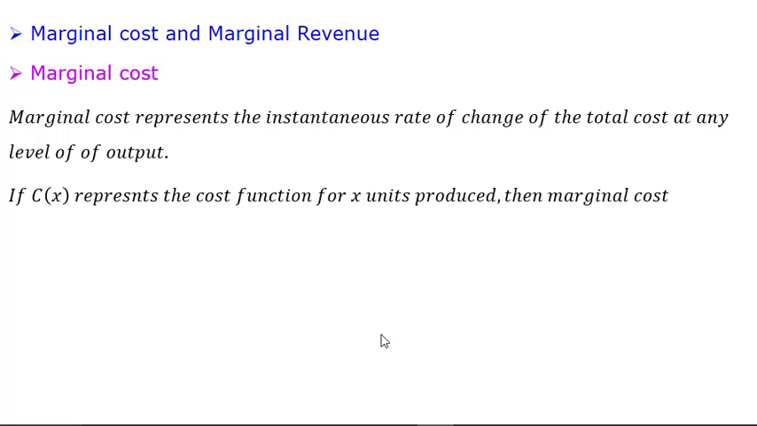So if C(x) represents the cost function for x units produced, then marginal cost MC is given by MC equal to d upon dx of C(x). So C(x) is some cost function and x is the number of units produced, then marginal cost will be the derivative of this total cost. So MC is d upon dx of C(x). So that's it. You will find by using this formula what is marginal cost.